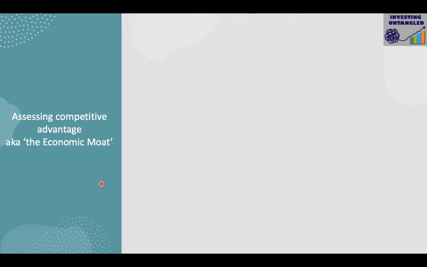Okay, now that we understood what kind of a business model our company has and how it makes money, the next thing we look at is the competitive advantage of our business, which is also called the economic moat. Warren Buffett coined this term, the economic moat. So let's look at how we can assess that.